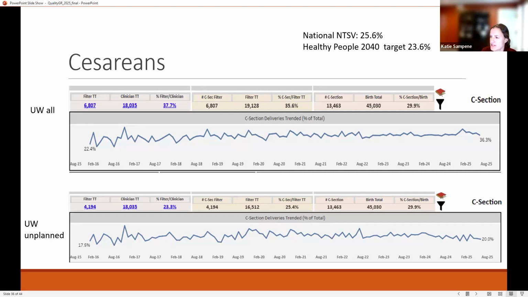National rates, NTSV, nulliparous term singleton vertex rates are around 25%, not exactly the same as unplanned C-section rates, but sort of similar-ish. So we are likely in a very good realm from that. From Merida's data that you can pull more specifically, we're doing well. Targets are in that range as well. Next slide.